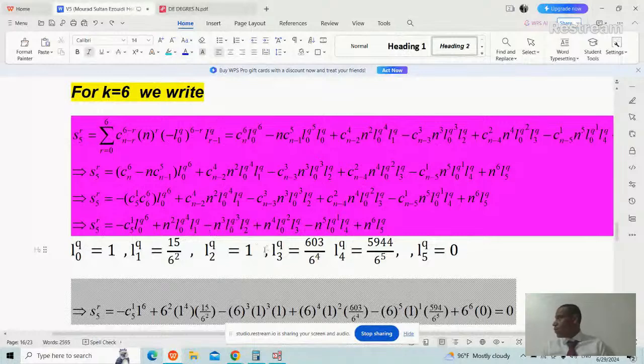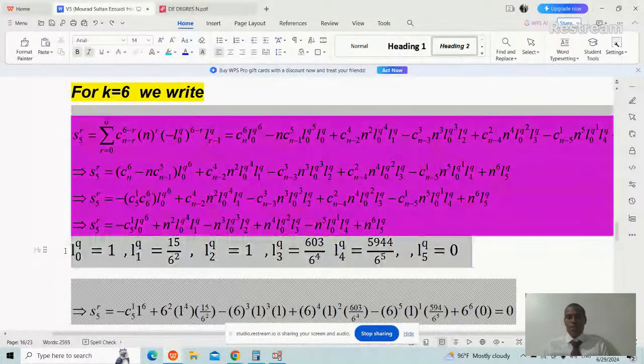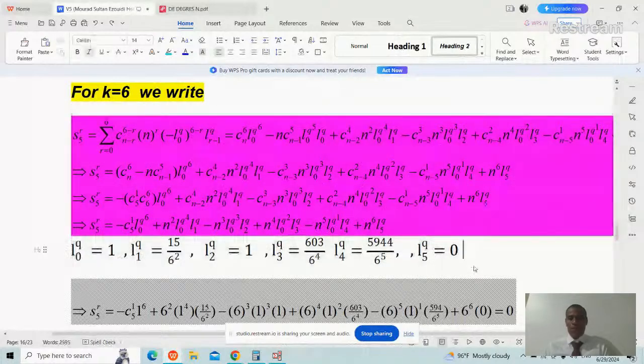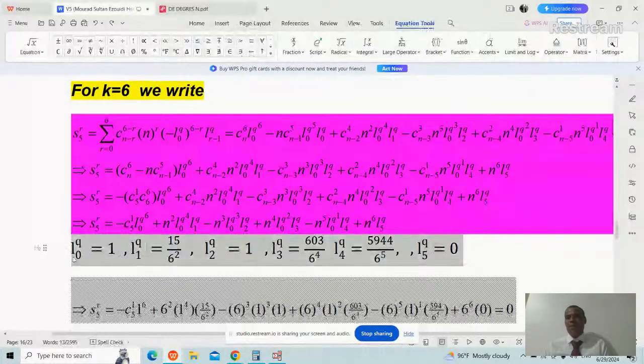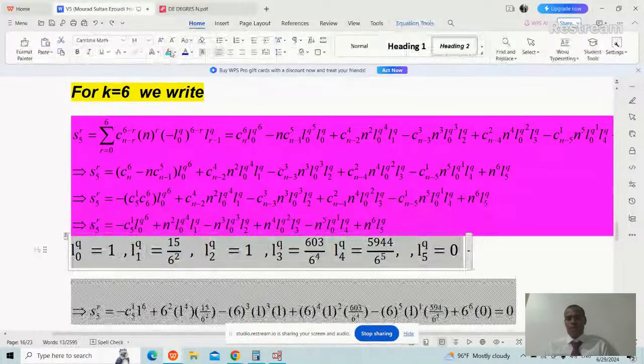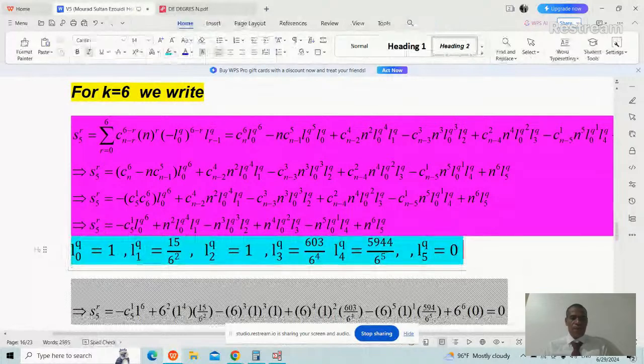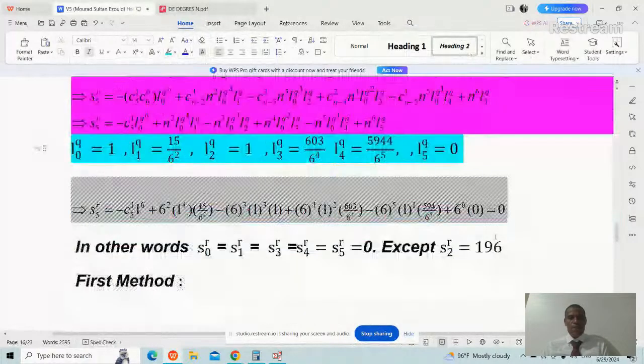Now I will continue to calculate, learners, the value of S5. How it comes here now. This is the value of S5. I will calculate it. Comes here, Mr. Mourad.